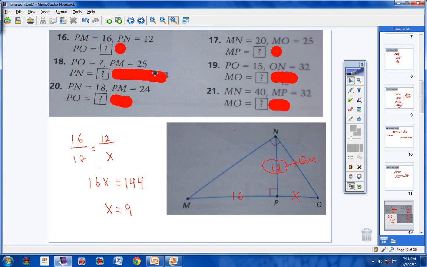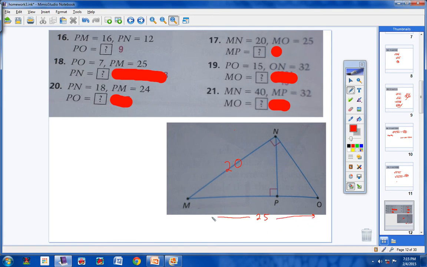Alright, let's try another one, number 18. Let's see what they give us, and then see which theorem we're going to use. PO is 7, so I'll put a 7 right here. Actually, I went the wrong way, sorry. 7's over here. MN is 20, so I'll put a 20 here. MO is 25, and that's the whole length all the way across. Okay, whole length all the way across. And MP is my question mark right there.